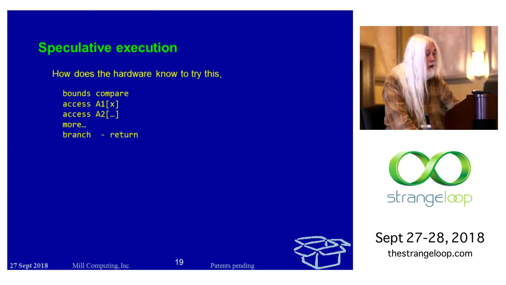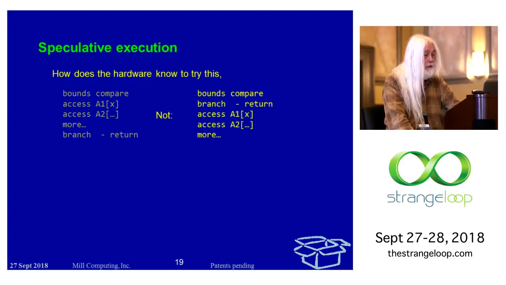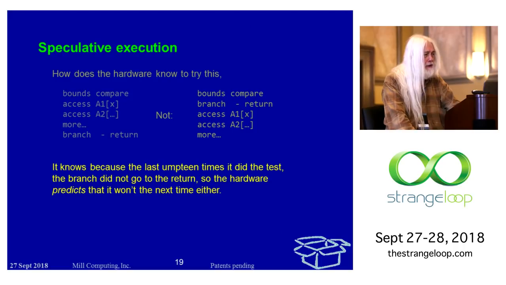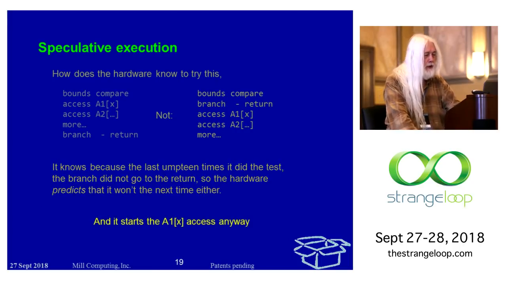The question is, then, how does the hardware know to try this as opposed to the other? Well, it knows because the last few times that it did this code, the branch did not go to the return. So in the hardware, there's a whole hunk of hardware and gates called the branch predictor that says, what did you do last time? Well, I think you're going to do the same thing next time. And it predicts that the branch will not be taken and lets other things go ahead without actually checking it. The check will happen eventually and everything will get undone. Well, most things will get undone. But it'll start the A1 access right away because it predicts that, in fact, is what it's going to need to do.